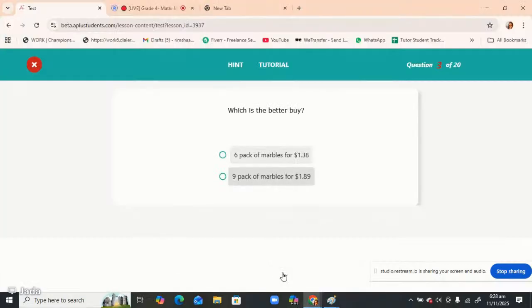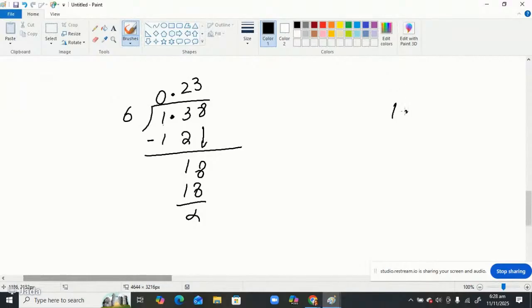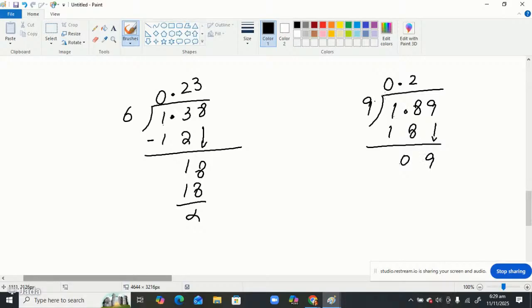Now let's solve the second. 1.89 divided by 9. The same thing. This is 1 here, so we just put 0 and a decimal point. 9 times 2 is 18. 18 minus 18 is 0. Bring down the 9. 9 times 1 is 9.